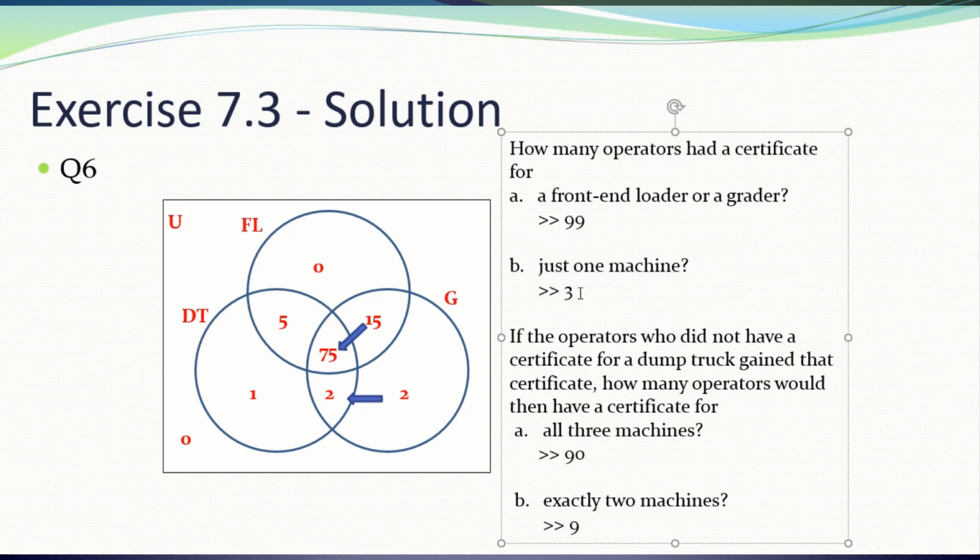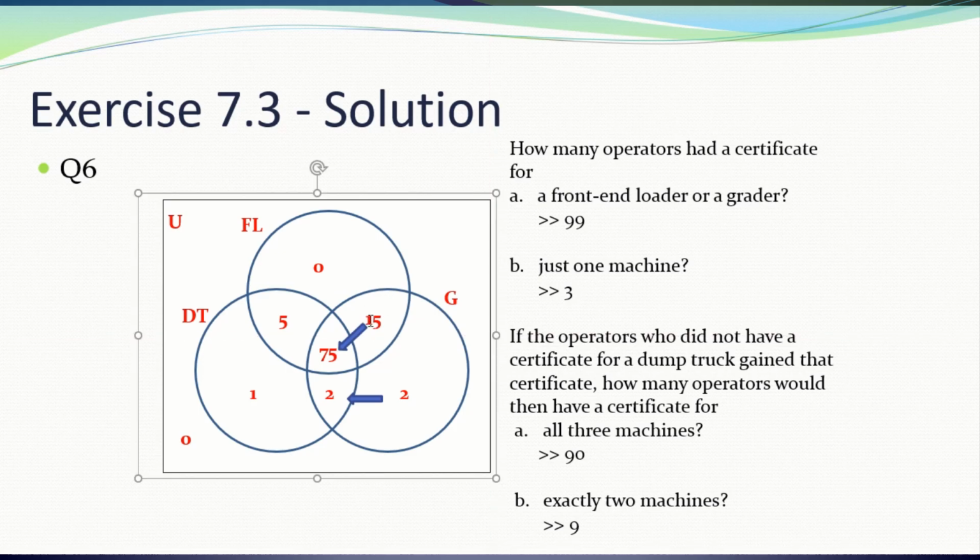If the operators who did not have a certificate for dump truck gained that certificate, how many operators would then have a certificate for all 3 machines? Okay, what is happening here is if the operators who did not have a certificate for dump truck, so this is dump truck, right? Who don't have the certificate for dump truck? These, they got nobody, so it's okay. These 15 only got these 2. So if they get the certificate for dump truck, what will happen? They will have all 3 machines, right? Now they got these 2. If they get dump truck, they will have all 3.